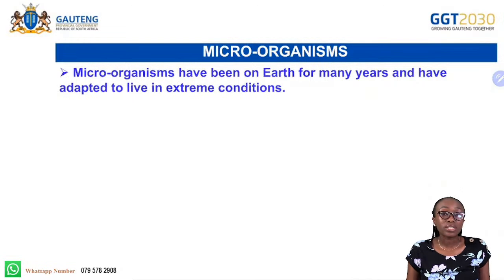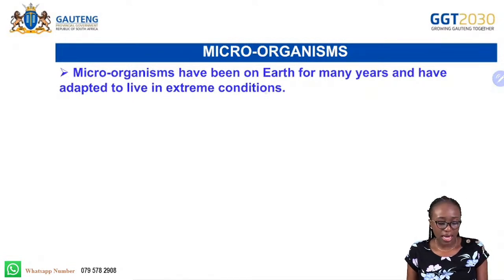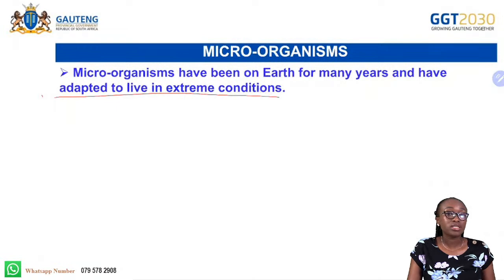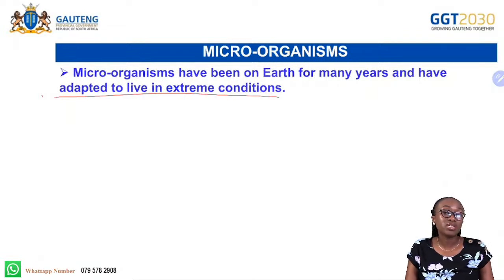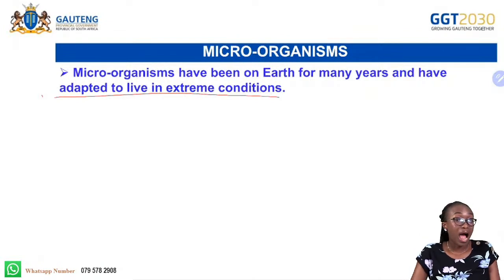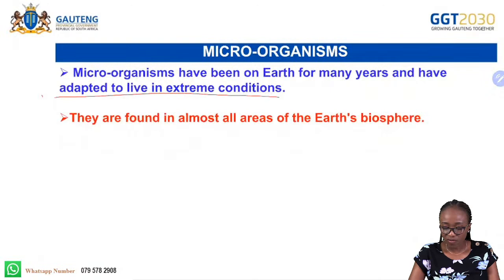So microorganisms have been on Earth for many years and have adapted to live in extreme conditions. Remember when we were learning about protists and archaea, that they are unicellular organisms that live in extreme conditions. And in our previous lessons, we've been learning about adaptations: when the conditions of an environment change, the living organisms in that particular ecosystem or environment adapt in order to survive.